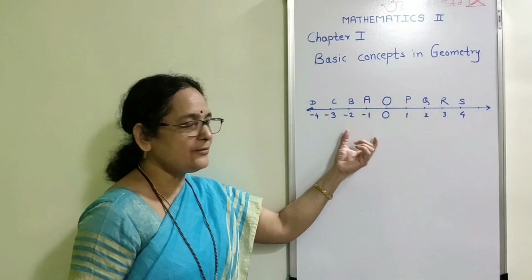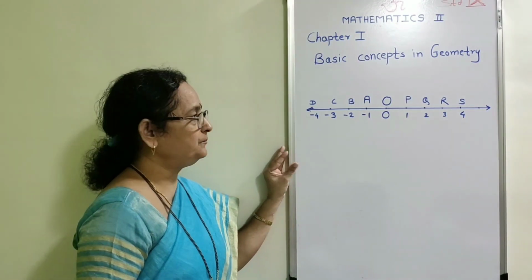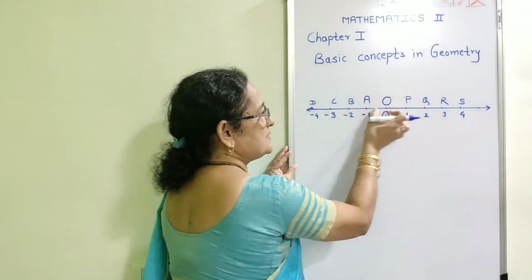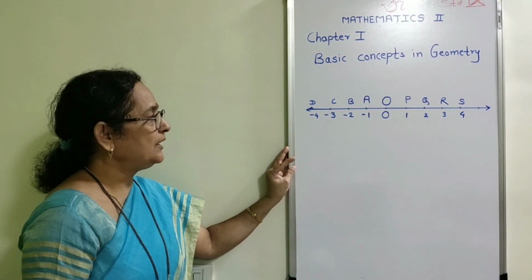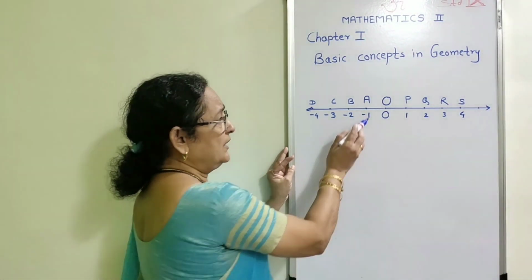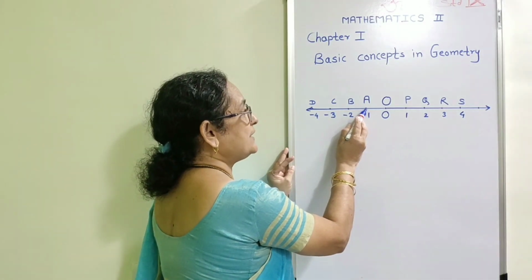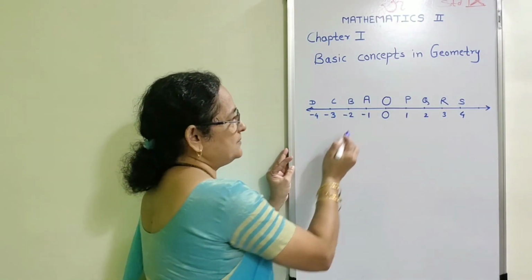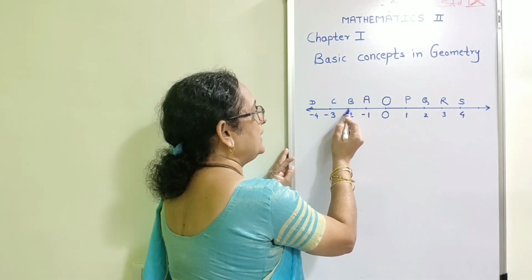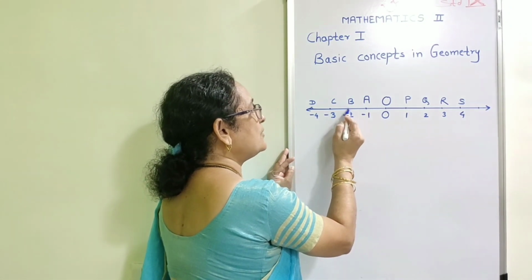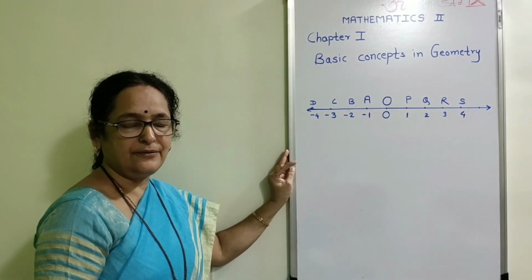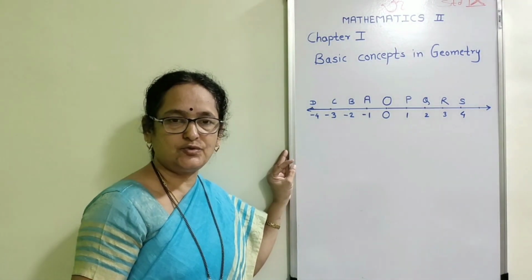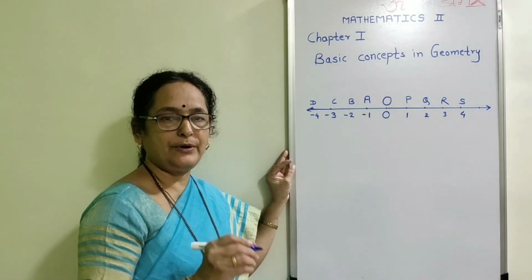Now you are well acquainted with this number line. This unit is constant between any two points. Now here each number is associated with a point, and suppose I tell you that the number associated with point B is -2, and therefore -2 is said to be the coordinate of point B.